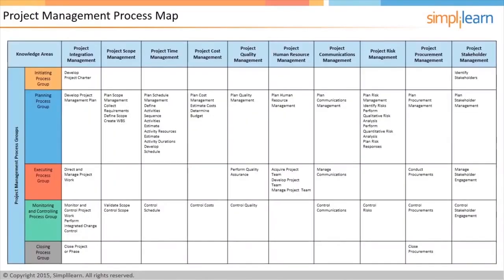In the next screen, let us take a quick look at the project management process map. There are 47 processes in project management grouped into 10 knowledge areas and mapped to 5 process groups. In this lesson, we will look at the third knowledge area, that is, project time management and its processes. Let us begin with the first topic of this lesson, project time management.